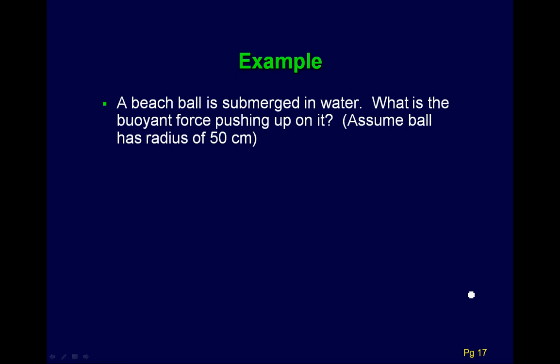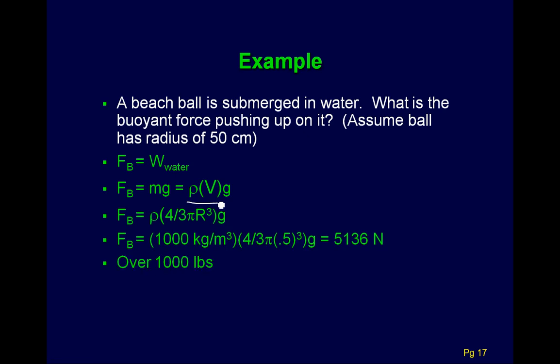What is the buoyant force pushing up on it? Well, basically the buoyant force is the weight of the water that would fill up the beach ball. This beach ball is kind of big, about a radius of 50 centimeters, but assume it's a gigantic beach ball. The weight would be rho times the volume, again, that's mass. So it's the density of water times the volume of the beach ball times g. If I plug in all my numbers here, I get 5,100 newtons or so, which is over 1,000 pounds.